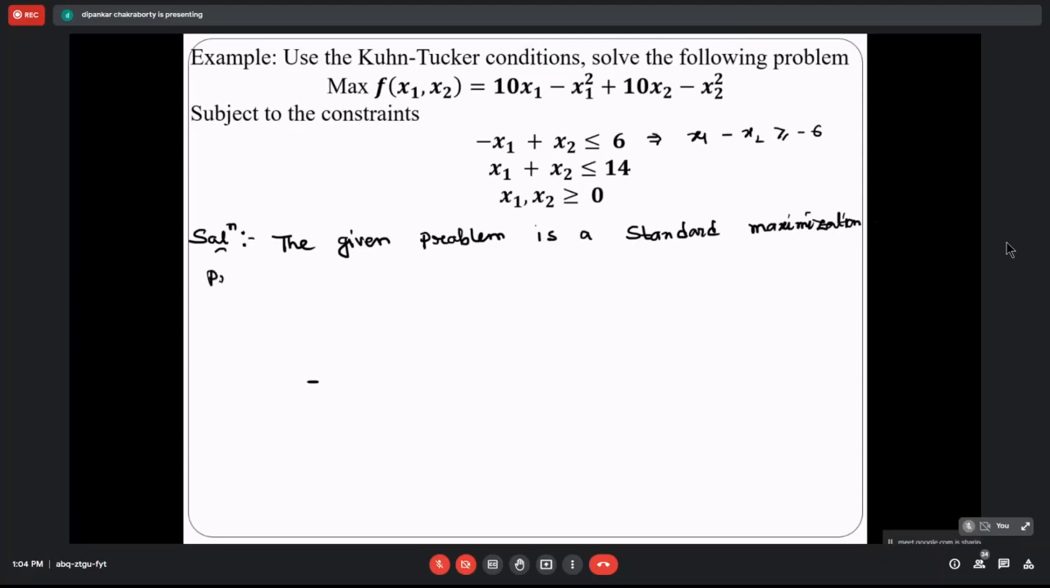Standard maximization problem. Now next, if it is a standard maximization problem, what do we have to do next? We have to check whether the objective function is a concave function or not. And how to check that? Again, we are going to take the help of the Hessian matrix, and check whether it is negative definite or not for all x. If it is negative definite for all x or negative semi-definite for all x, then we can say that it is a concave function. Okay?